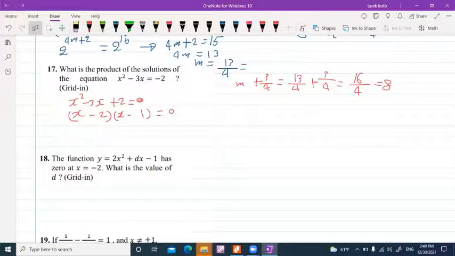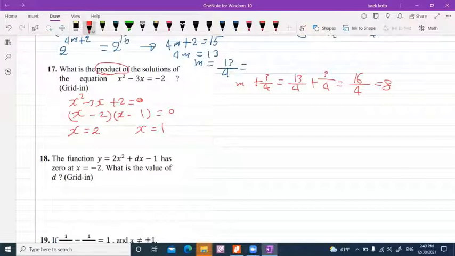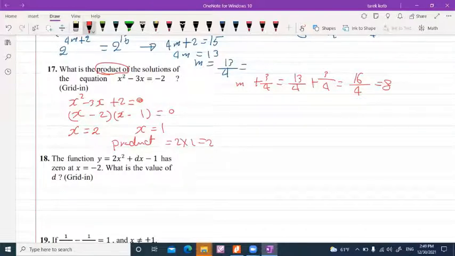That's good. So it's either x minus 2 equals 0, which gives us x equals 2, or x minus 1 equals 0, which gives us x equals 1. And since he needs the product, meaning times, of the two solutions, the product will be 2 times 1, which is 2. So the answer here is 2.